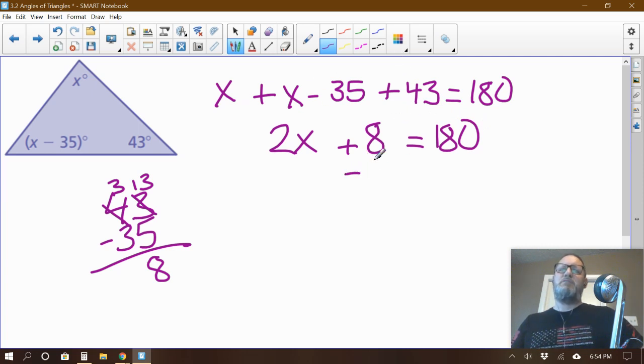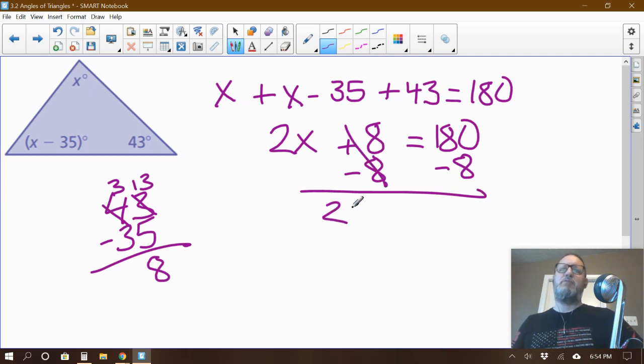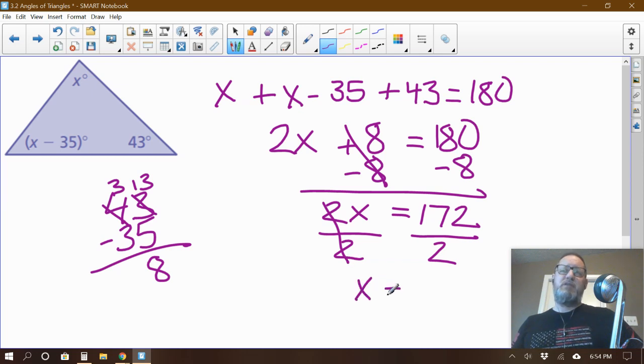All right, let's subtract the 8 from both sides. This cancels out. Bring down my 2x. And that now equals 172. Okay, but that's what 2x equals. Let's divide by 2 to find out what just regular old x equals. X equals half of 172. So that's 86.